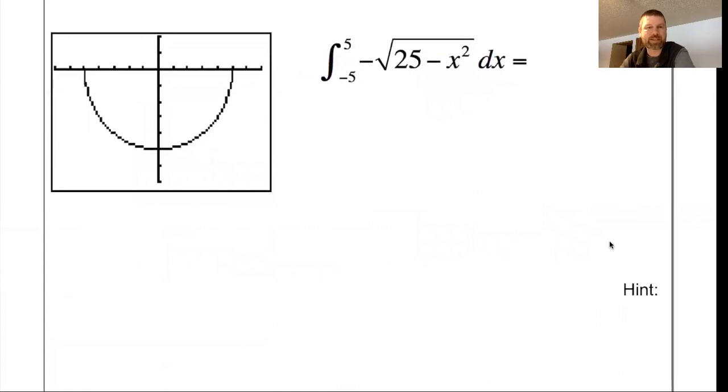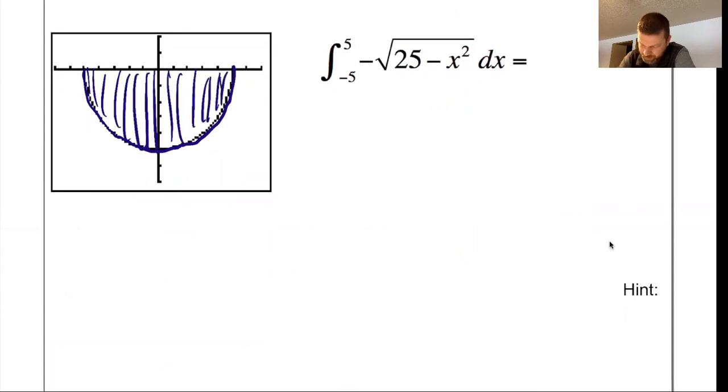All right, last one. If I asked for this integral, that integral looks crazy complicated, but here's the graph. I'm looking for the area between the x-axis and the curve from -5 to 5. Hopefully you can recognize that shape. That is a half circle. It's a half circle underneath the x-axis.